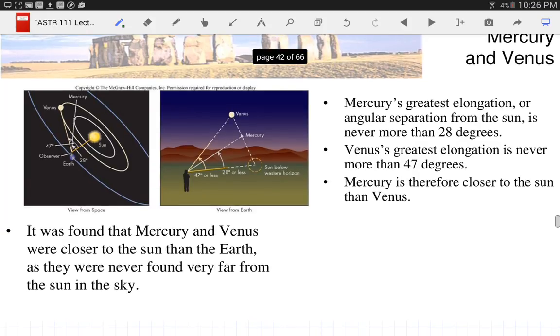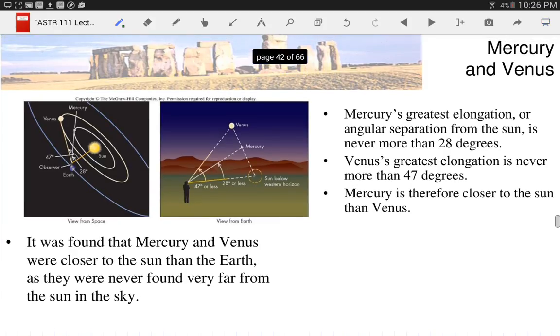Okay. So, things that were observed by Copernicus. One piece of evidence used by Copernicus was the elongation. Another vocab word that I didn't put in red here. Elongation is the angle from the horizon to where we see a planet. The elongation for Mercury is never greater than 28 degrees. Mercury is always seen within 28 degrees of the horizon. And the elongation for Venus is never greater than 47 degrees. It's never seen more than 47 degrees from the horizon.